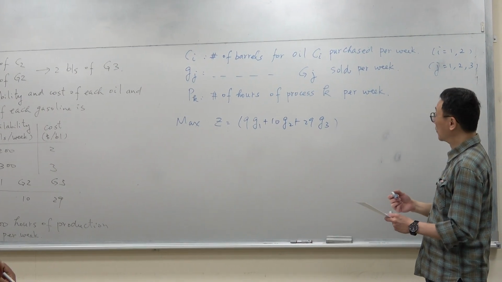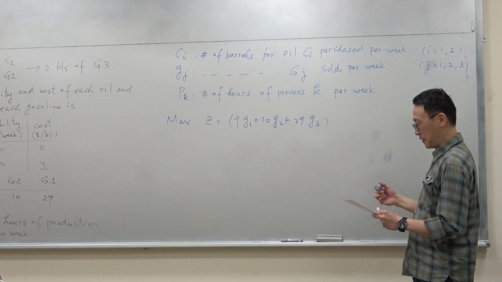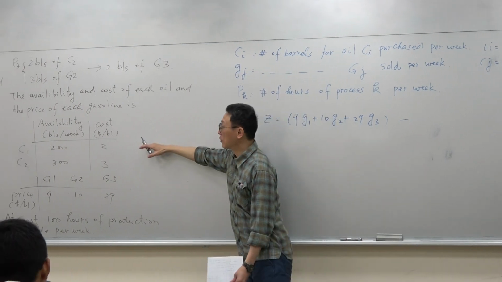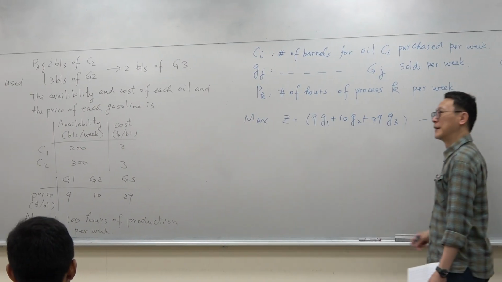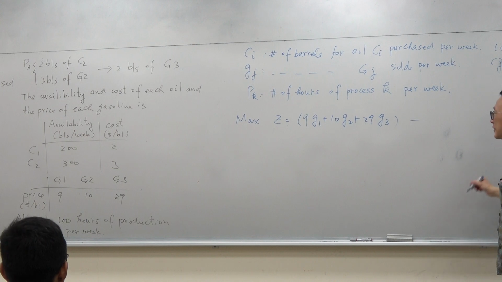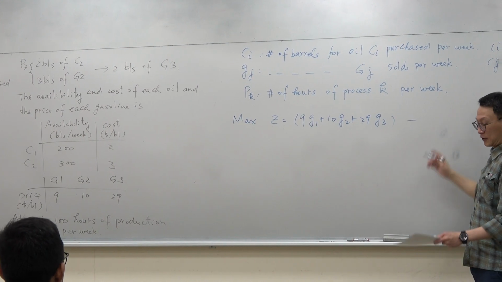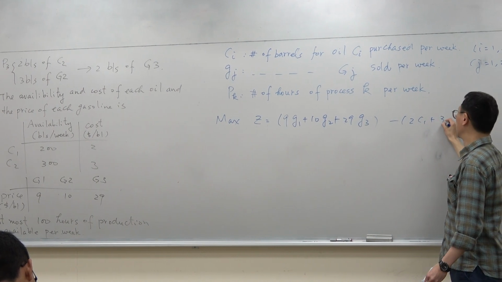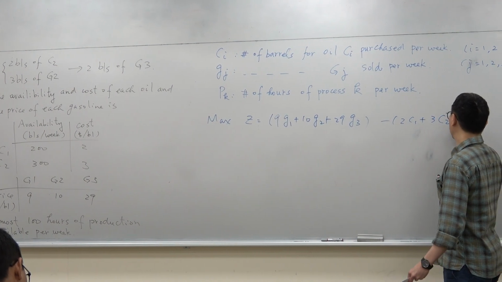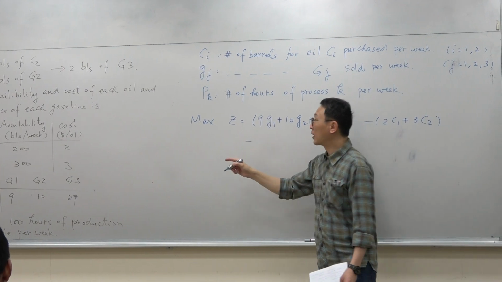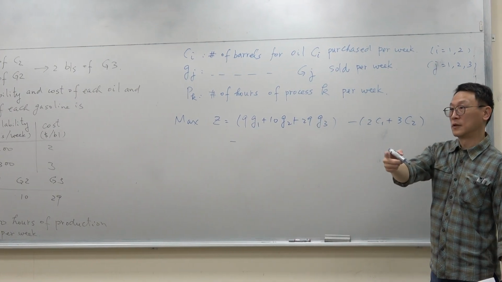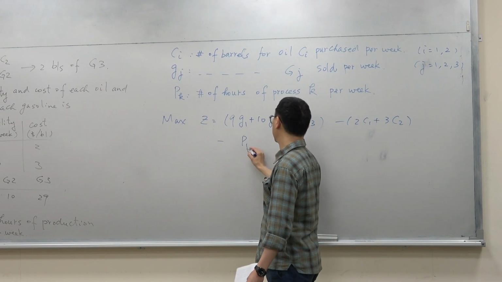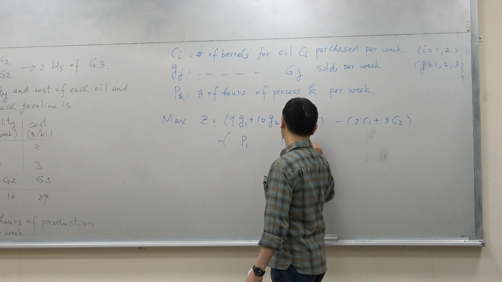And our cost will be the production cost, also production cost, but here we're talking about crude oil first. Like the previous one, our cost for crude oil is 2C1. And also we have production cost. Production cost will be P1, P2, and P3.